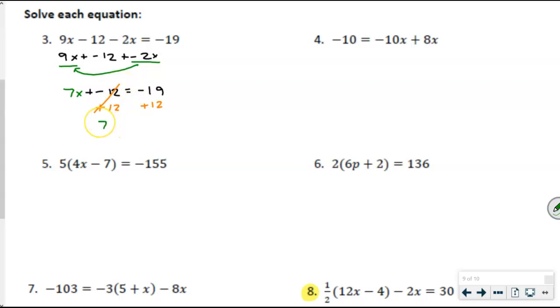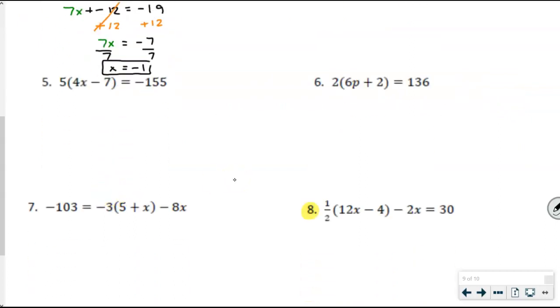And I'm left with 7x tiles, which is equal to, if you're careful with your negatives, negative 19 plus 12 is equal to negative 7. Divide each side by 7 now, and we have x is equal to a negative 1. Number 5 is next.